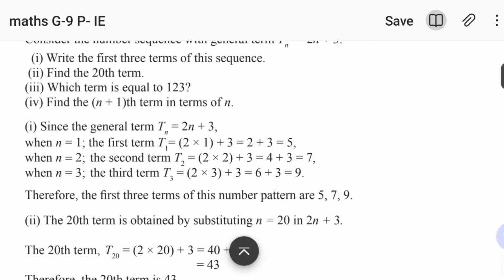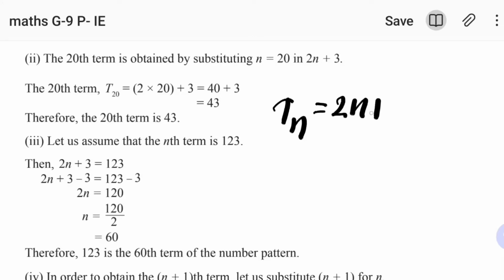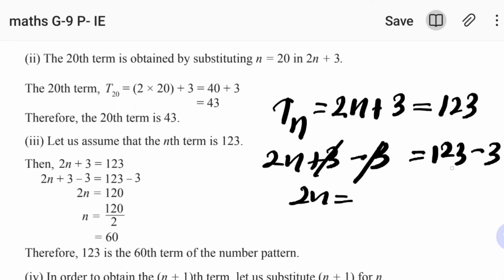Okay, then which term is equal to 123? Basically in this case, they are saying the term is given, so they want to find the n for this. Let's say our number pattern is 2n plus 3. If the number was 123, what is n? That is what the question is asking. To figure that out, 2n plus 3, these are like equations. You subtract 3 from both sides, so then you can take this off. Then 2n will be 123 minus 3, which is 120.